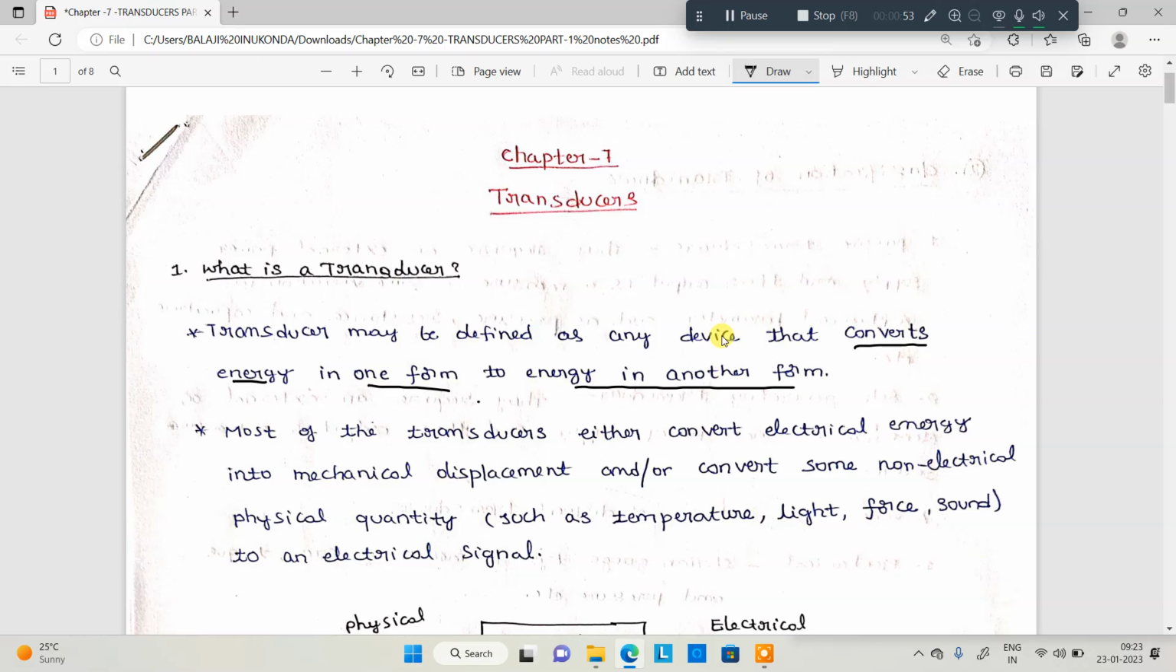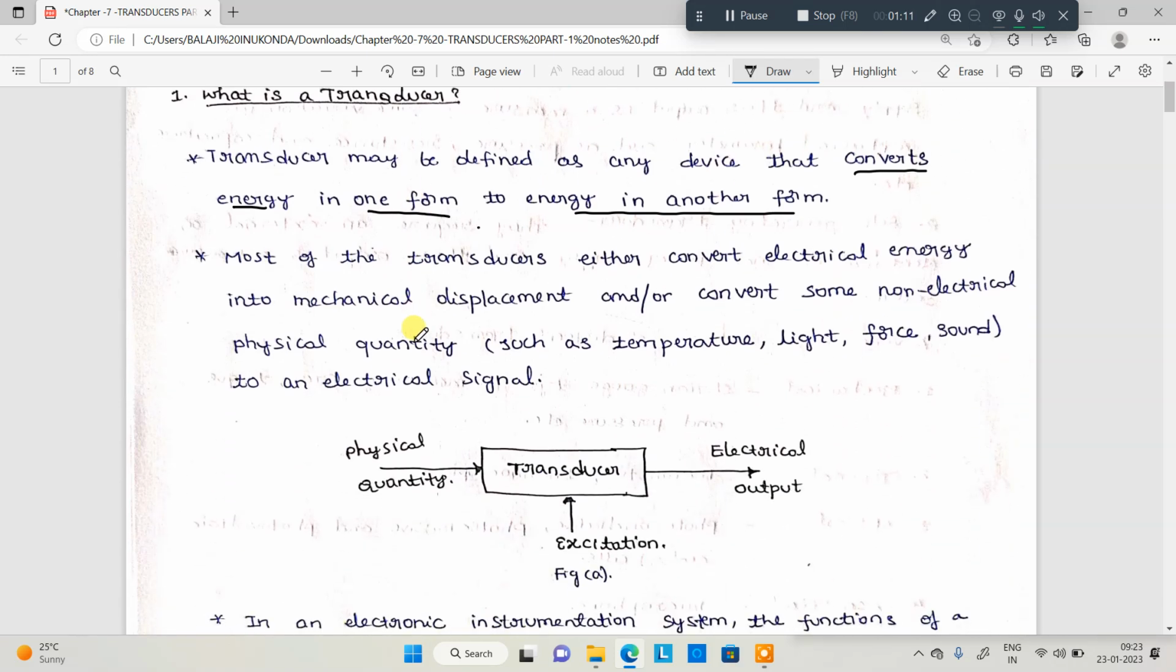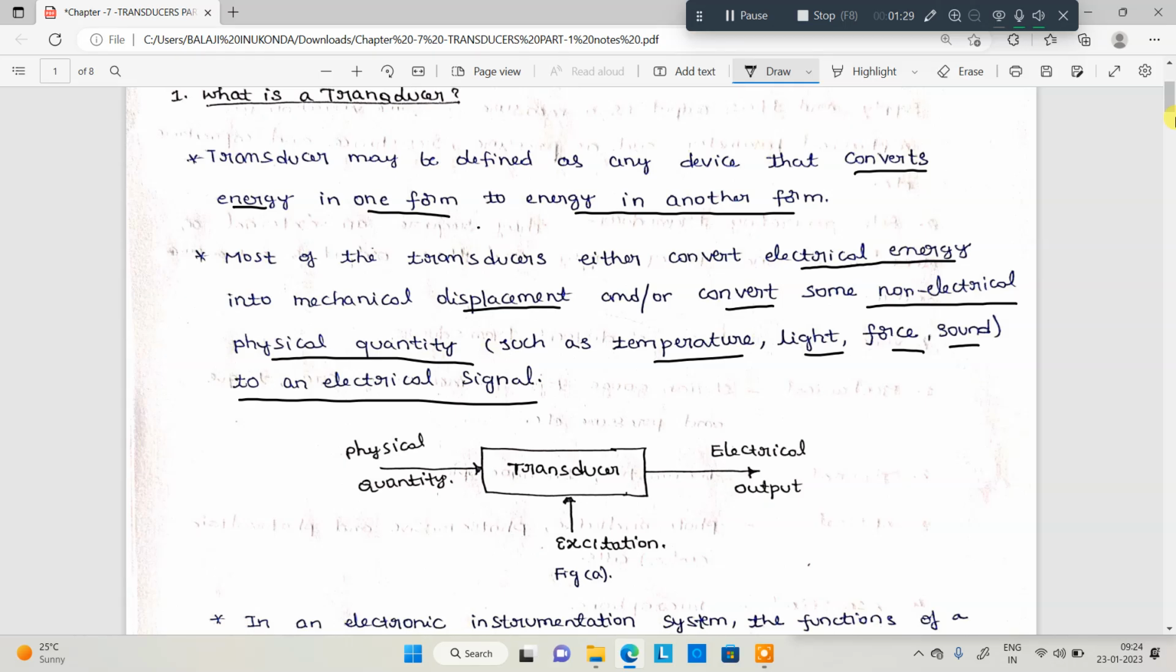Why am I giving the general definition? In case of a transducer, it converts any form of energy from one form to another. But in case of an electrical transducer, as in the examination, it converts any form of signal into an electrical signal. That option is correct. Now we'll see, most of the transducers convert electrical energy into mechanical displacement, or convert non-electrical physical quantities such as temperature, light, force, and sound to an electrical signal. Some of the transducers are doing that.